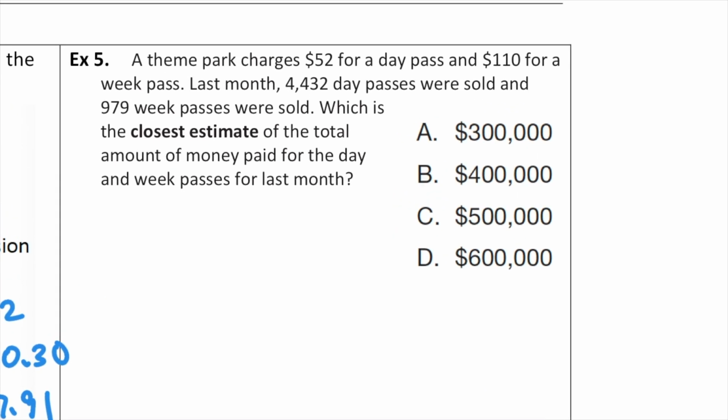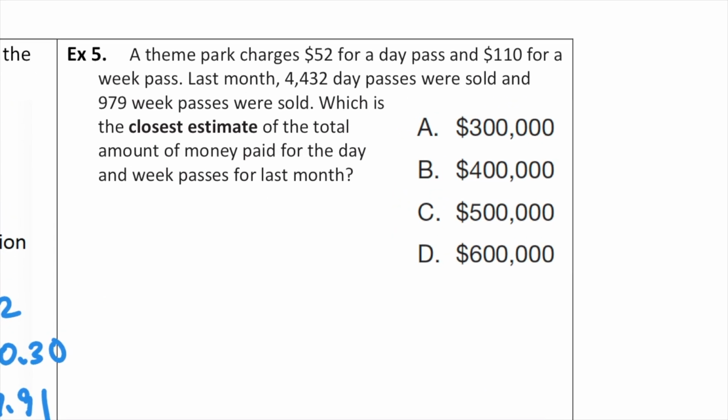All right, so for example 5, we have a theme park. They start charging $52 for a day pass and $110 for a week pass. Last month, you had 4,432 day passes that were sold and 979 week passes that were sold. So which is the closest estimate to the total amount?